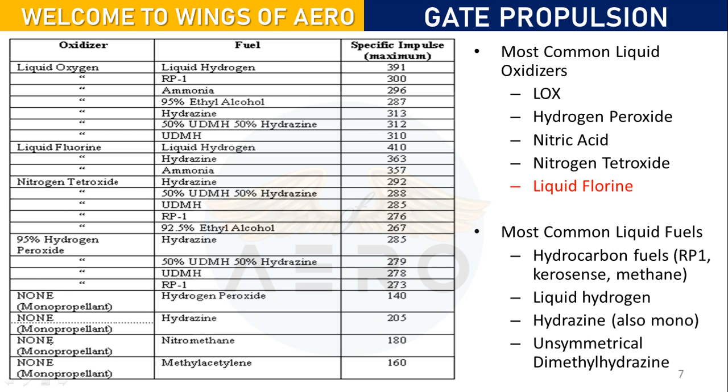The case where we don't need any separate oxidizer, where the propellant itself contains some kind of oxygen to produce combustion, that kind of propellant is called a monopropellant.